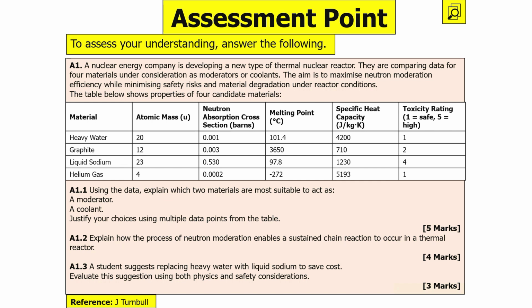Explain how the process of neutron moderation enables a sustained chain reaction to occur in a thermal reactor. A student suggests replacing heavy water with liquid sodium to save cost. Evaluate this suggestion using both physics and safety considerations. So pause the video now, and then unpause the video when you want to go through your answer.